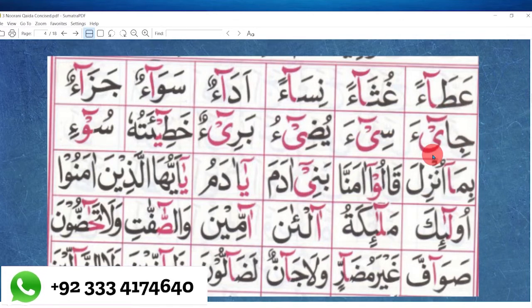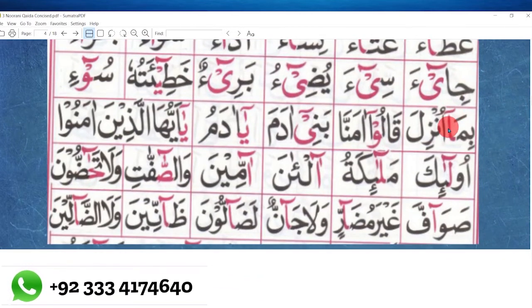So it is Ji, A. If we stop here, the zabar of Hamza will turn into jazm, and whenever Hamza has a jazm, we make a jerky sound. So it will be Ji. So we will stop here with a jerk.